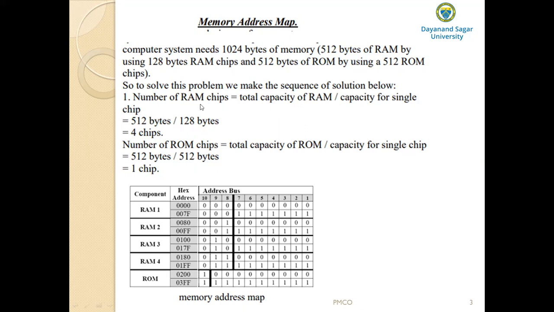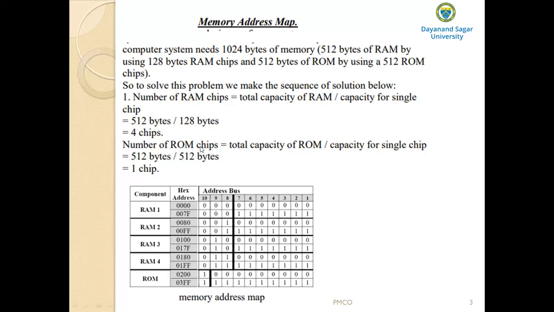The RAM chip is available in this capacity only, 128 bytes, but we require 512 bytes of RAM actually. So how many RAM chips are needed for this 512 bytes of RAM? Four chips. Total capacity of RAM is 512 bytes divided by the capacity for a single chip, 128 bytes. 512 by 128 is 4. So 4 RAM chips are required to configure 512 bytes of RAM.